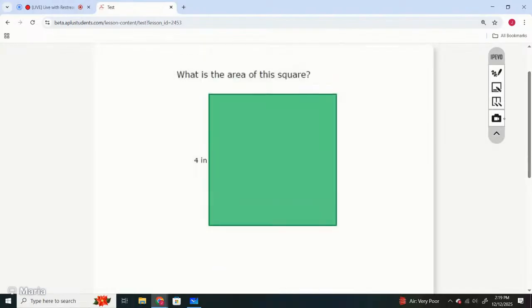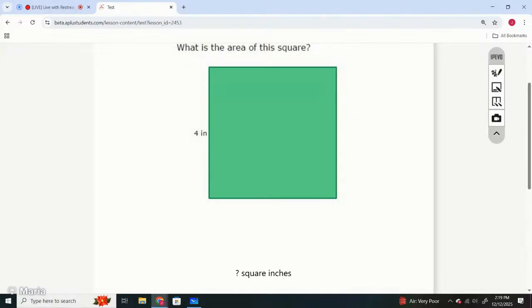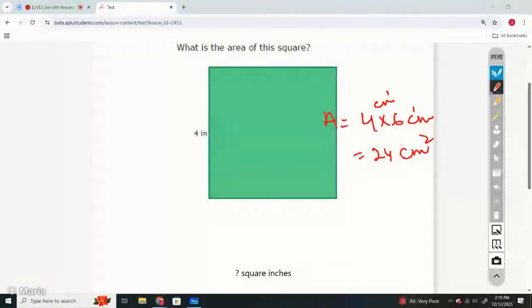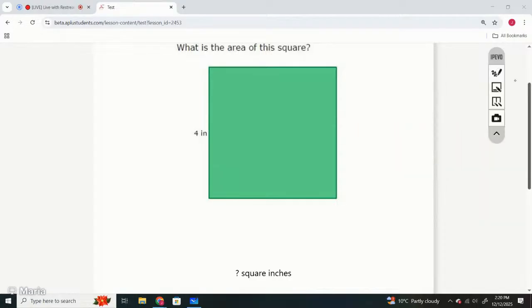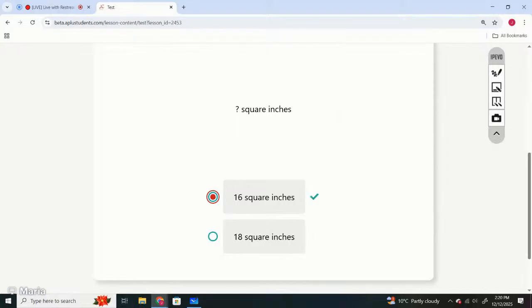What is the area of the square? We need to calculate the area of the square. So area of the square is 4 inches times 4 inches. 4 times 4 is 16. That is 16 inches square. Option number 1, 16 square inches, is the correct option.